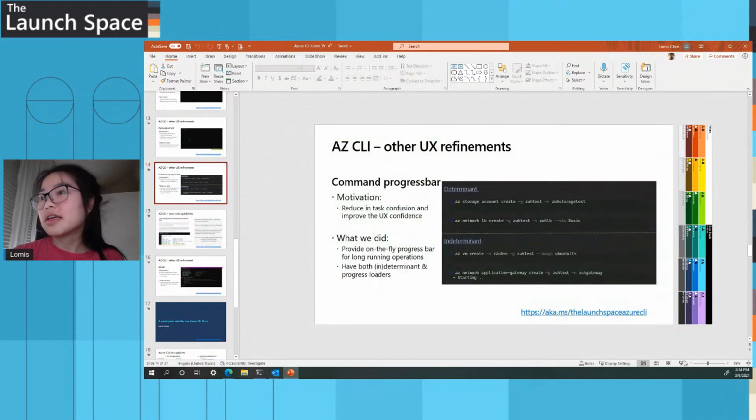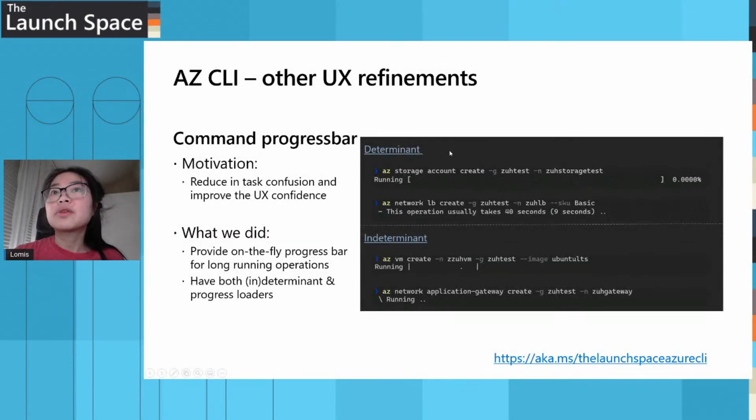Now, if you could see, the storage account one we shared is up here. We also have another determinate design, which shows the approximate seconds that it's going to take. We have it implemented for the network load balancer create. There are a few other options that we have in terms of the indeterminate progress bar.